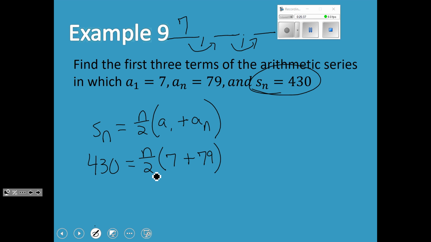No. So what we might want to do is solve for n. Let's go ahead and add this together. 430 equals n over 2 times 86. We can divide 86 by 2 and simplify to 43. So 430 is equal to 43n. And then I can divide by 43.